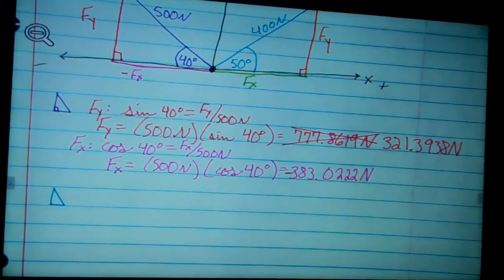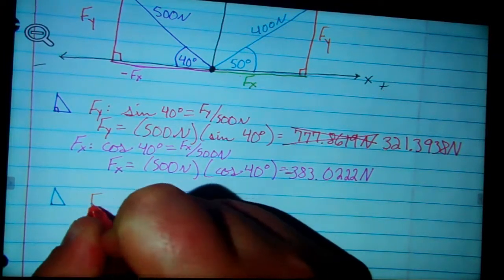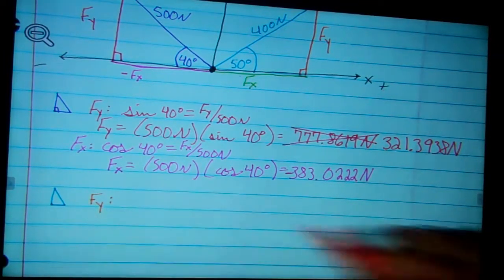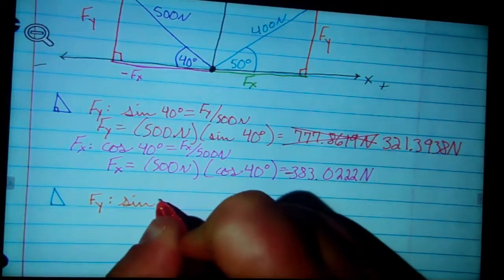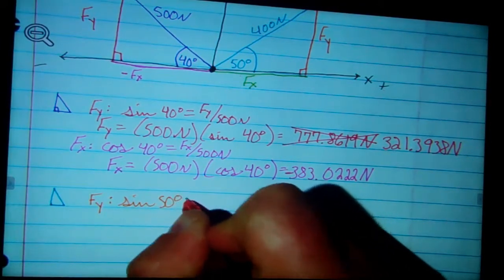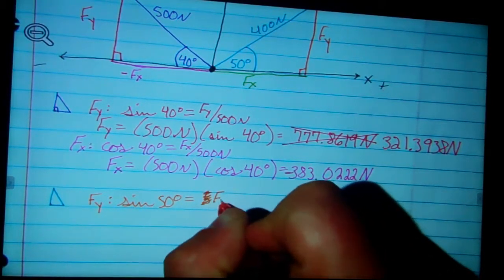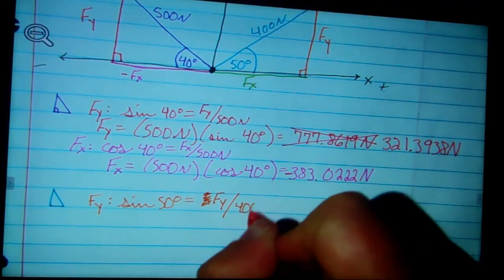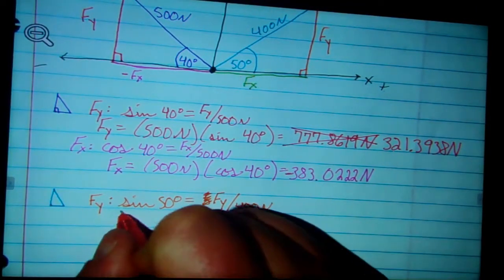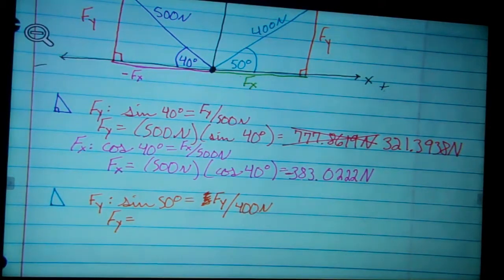Alright, so in this, starting with the force of y again. So, we'll work that. Force of y for the blue triangle will be the sine of 50 degrees is equal to f sub y divided by 400 newtons. So f sub y is equal to... you don't have to have the different color pens, I'm just doing it so you guys can.